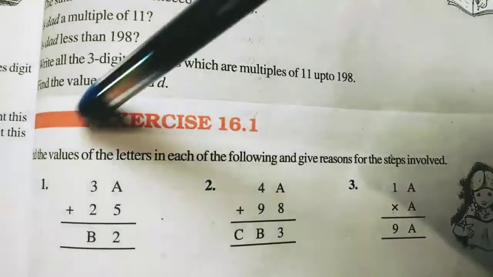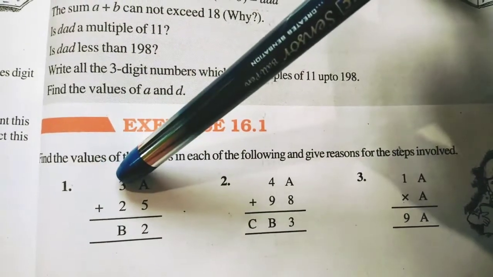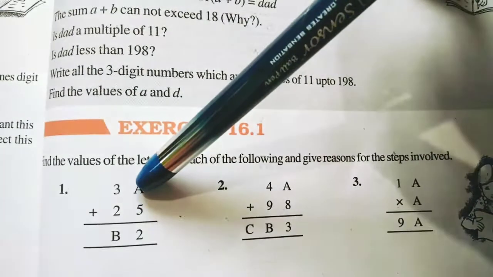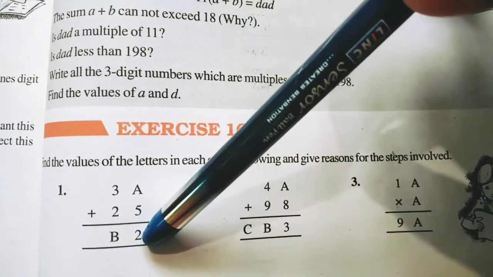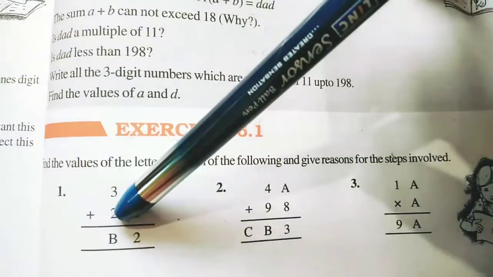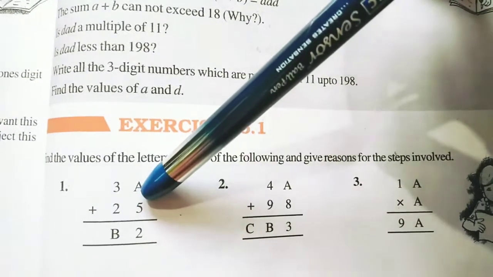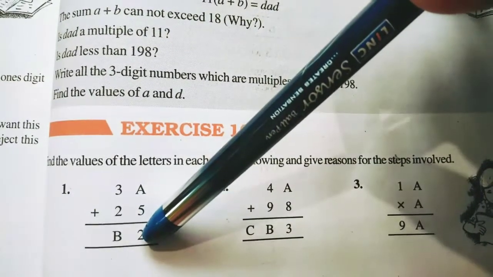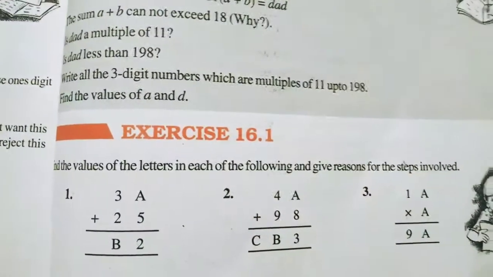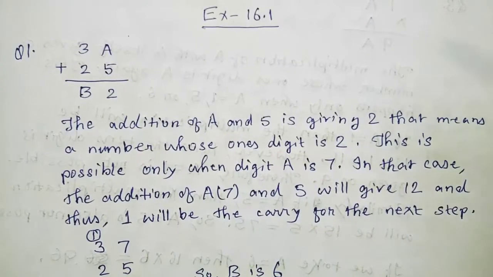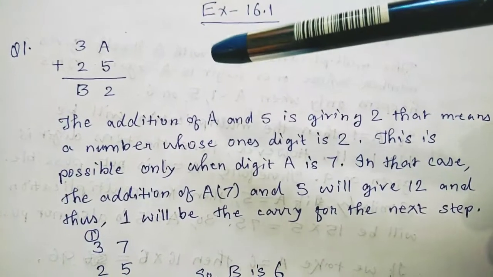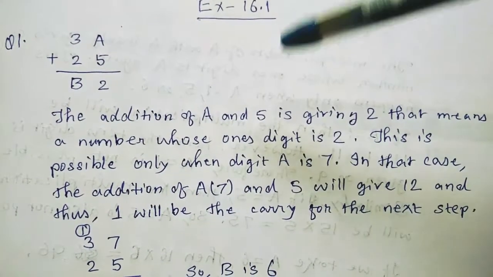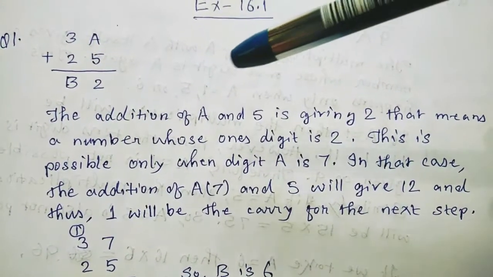Okay, let's start. First question: 3A plus 25. So A plus 5 is coming 2, and 3 plus 2 is coming B. So what will you put in A so that when you add A plus 5, the ones place will come 2 here? Okay, so let's see. You can see here question number 1 I have written very clearly, so you have to understand very carefully, otherwise you cannot understand.